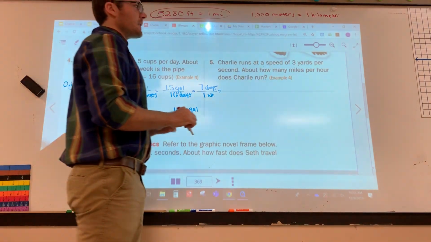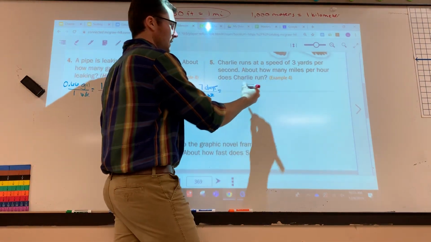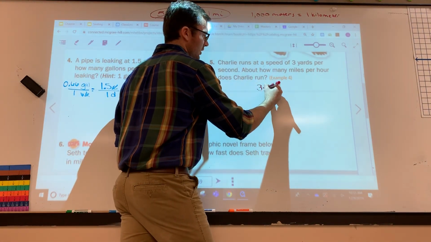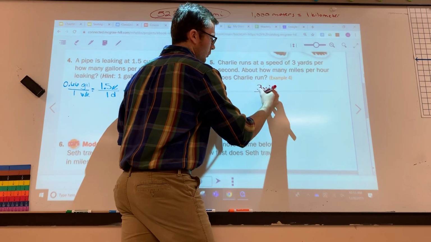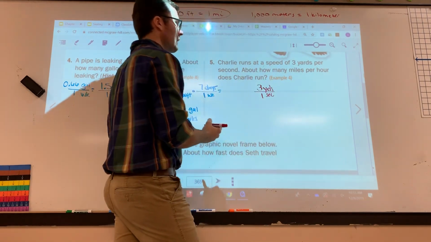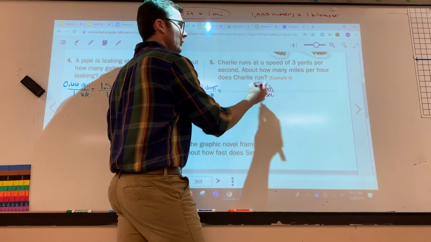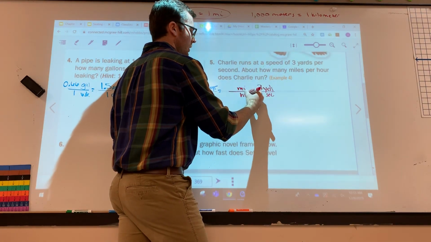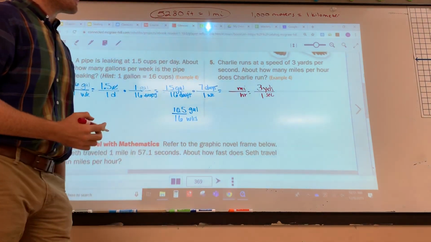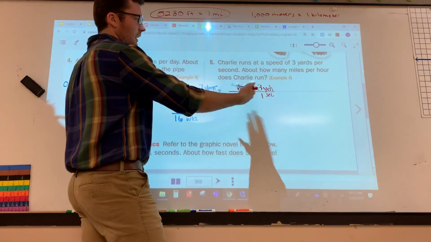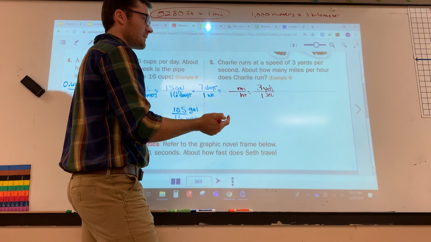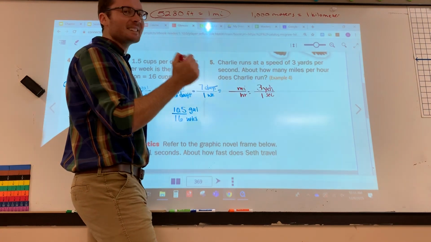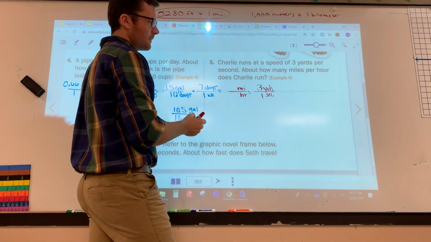Charlie runs at a speed of 3 yards per second. So 3 yards per 1 second. And we want that to become miles per hour. So miles per hour. Okay. So once again, this is going to be one that we have to change multiple times, unfortunately. Yay, I mean. So it's a good little puzzle.